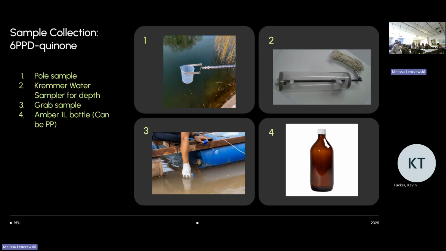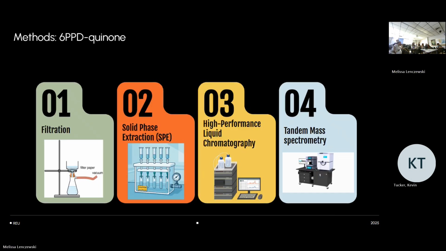And here's the sample collection. This is just some of the techniques we can use. You can use the pole sample, the Tremor water sampler, or a grab sample, and then this is what we're going to be storing it in. It says to do it in amber glass, but you can also do it in PP, I forgot what it's called, polypropylene. Yeah.